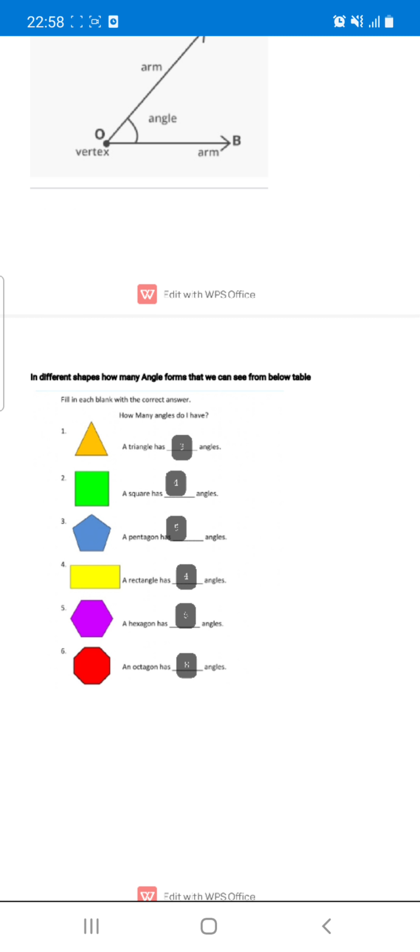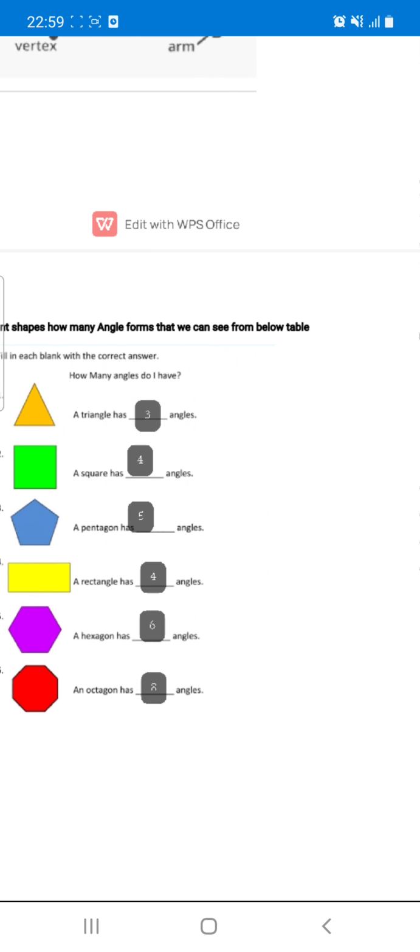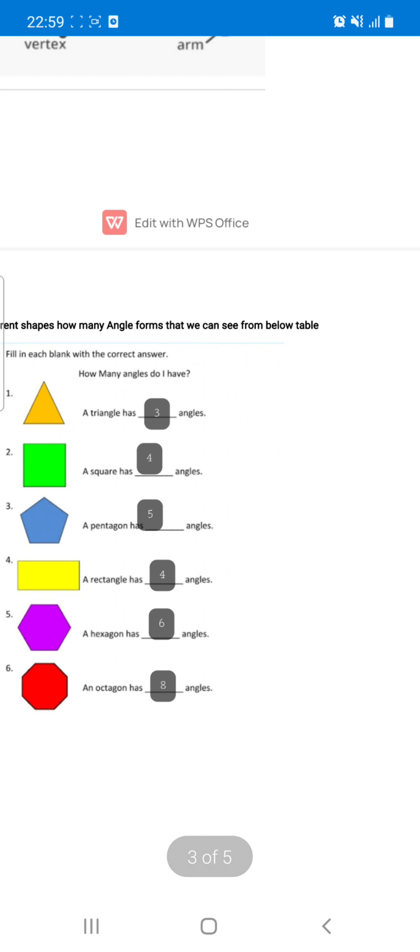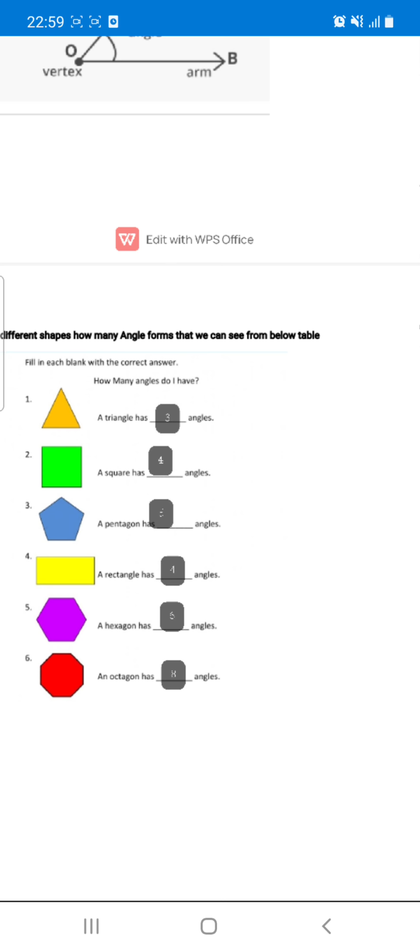Now you can see the different shapes given here. First is the triangle. From a triangle, how many angles can we form? 3 angles. From the square we can form 4 angles, from a pentagon 5 angles, from a rectangle 4 angles, from a hexagon 6 angles, and from an octagon 8 angles.